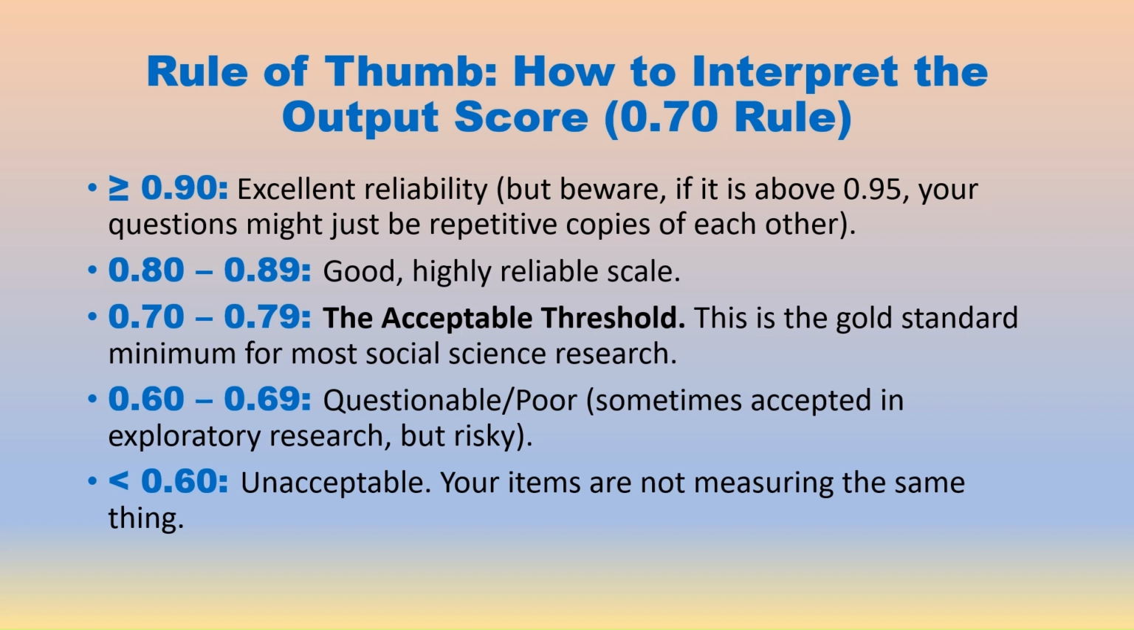If the score of Cronbach's alpha is 0.6 to 0.69, questionable or poor score. If the score of alpha is less than 0.6, unacceptable, your items are not measuring the same things.